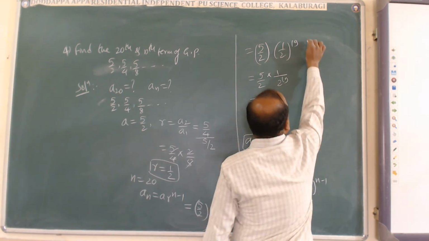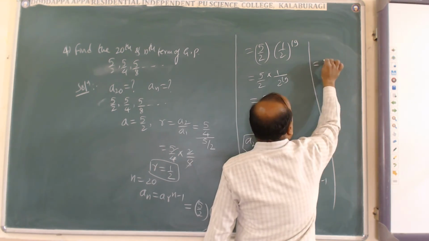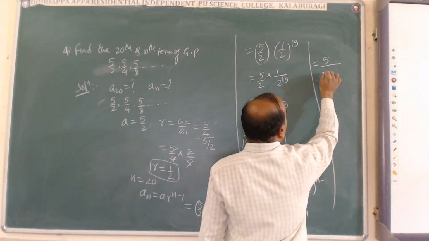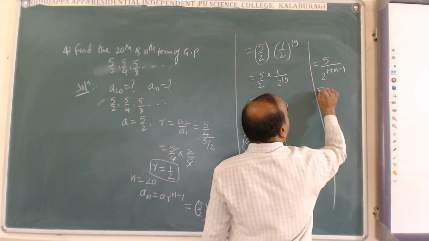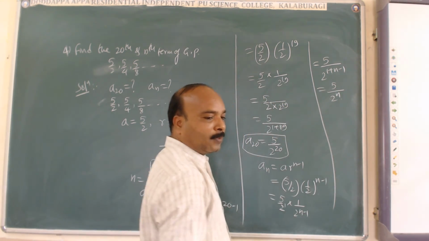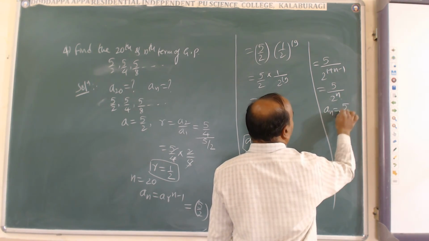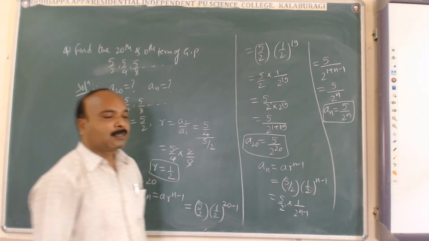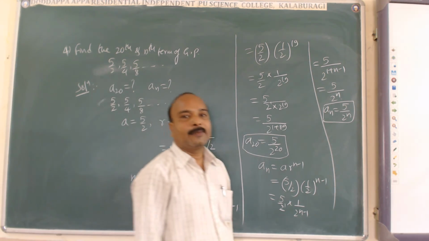It is 5 as it is, divided by 2 power 1 into 2 power n minus 1, that is 2 raised to 1 plus n minus 1. It is 5 by 2 raised to n. Therefore the nth term of this geometric progression, an, equals 5 divided by 2 raised to n. So like this you find the 20th term and nth term of this given geometric progression.